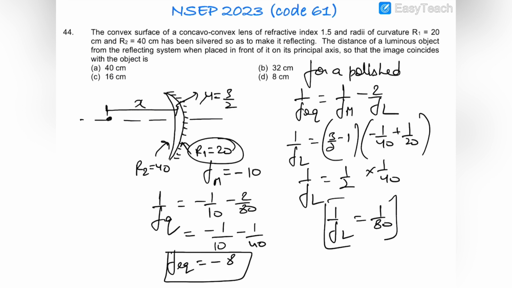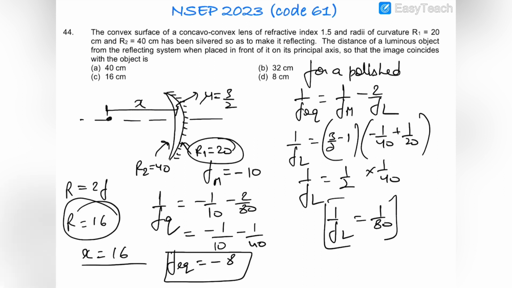Now minus 8 means that this system is behaving like a concave mirror of focal length 8, and we know that for a concave mirror, if we wish to retrace the rays back, and if we wish that object and image must coincide with each other, then we should keep the object at the center of curvature of the mirror. So the center of curvature is at a distance of r, which is 2f. So the answer would be 16. So x would be equal to 16, and therefore the correct option is C. Now we move on to the next question.